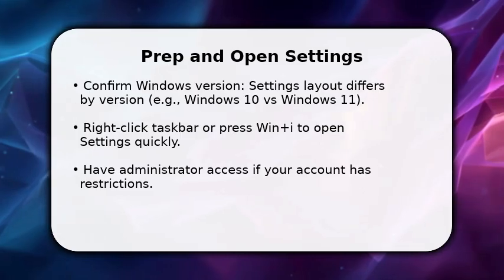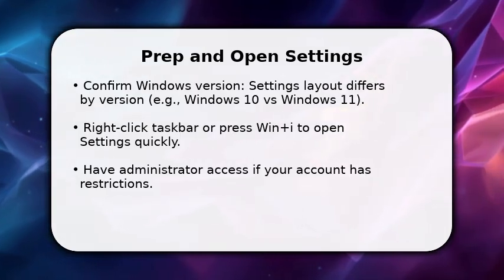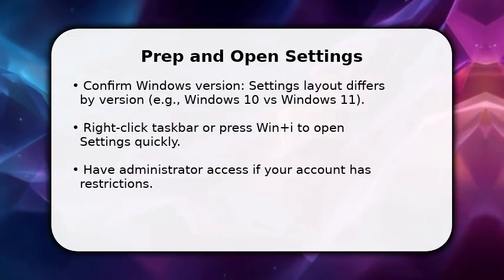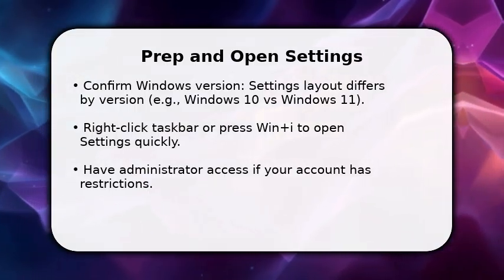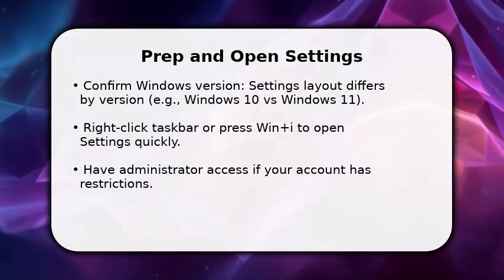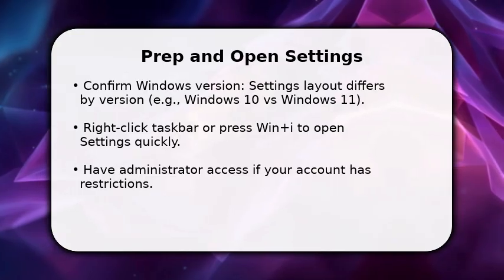Enjoy the video. You'll start by confirming your Windows version and opening the right control panel. Right-click the taskbar or press Win+I to jump into settings immediately. Once in settings, navigate to personalization then taskbar. This is where the hide controls live.